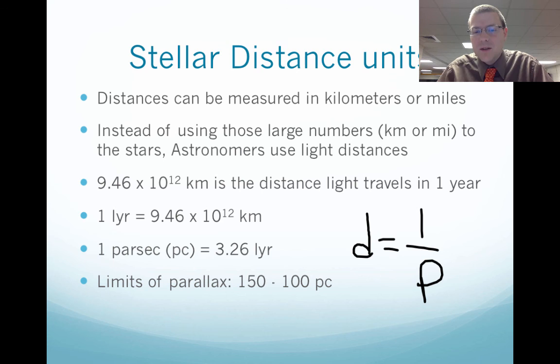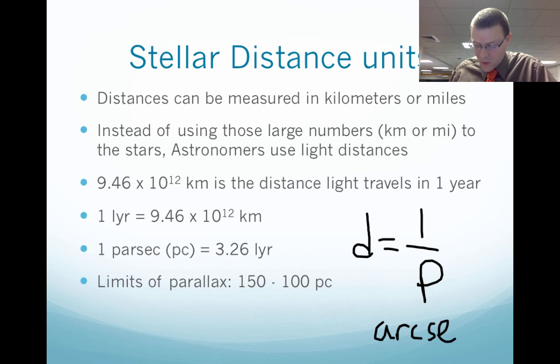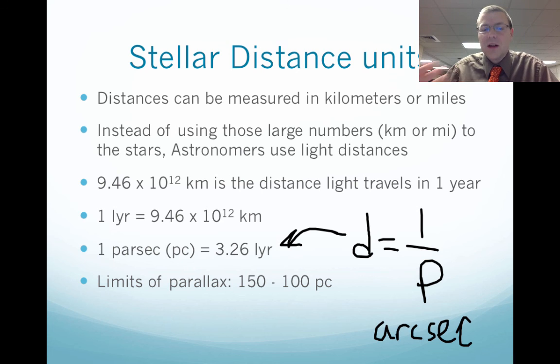That's what P means. If you want to measure your parallax angle, make sure that your angle is in arcseconds. And when you get your distance, 1 over arcseconds will spit out your distance to the star in a unit called a parsec. So if you want to know how far away something is in parsecs, get the parallax angle and do 1 divided by that parallax angle. If you get parsecs and you actually want to put it into light years, then you can convert one more time.